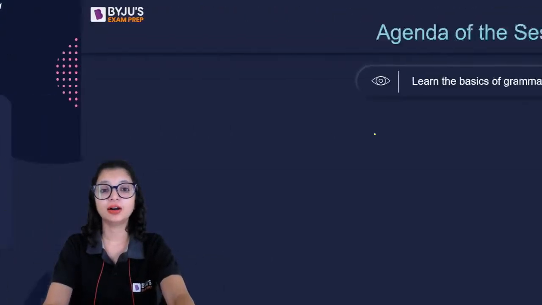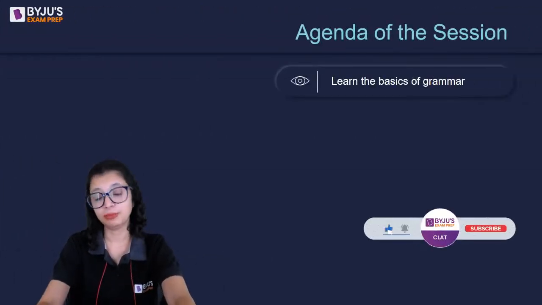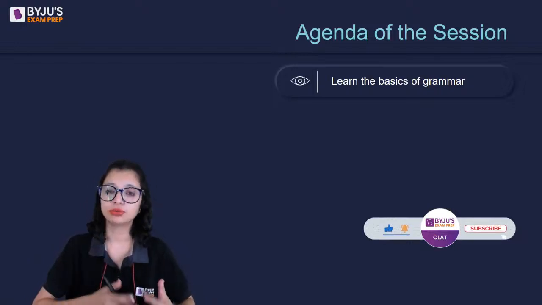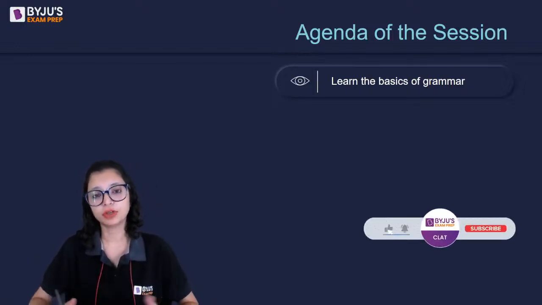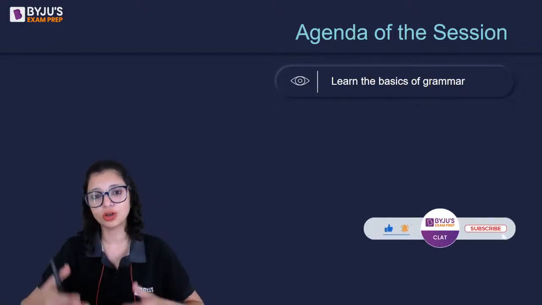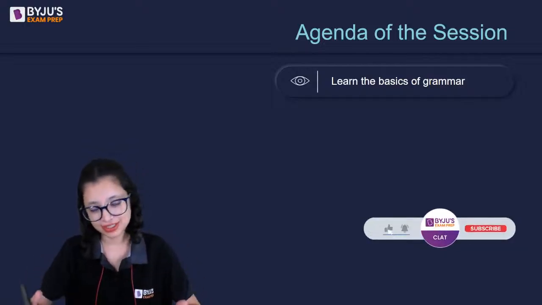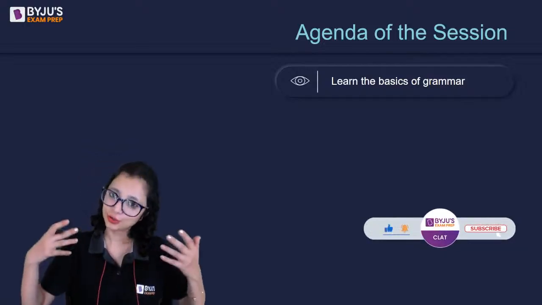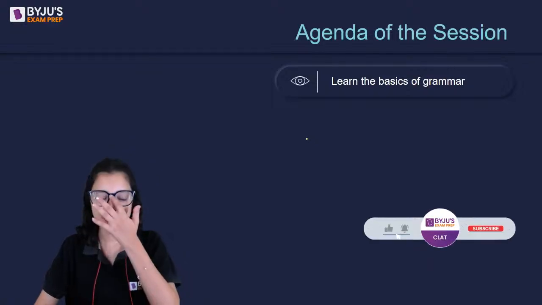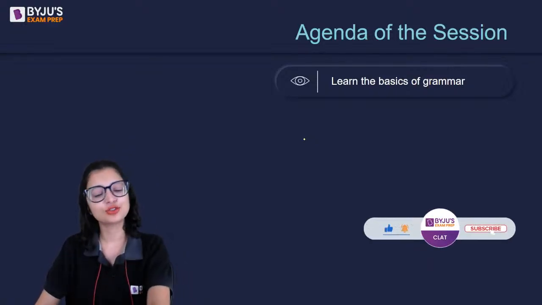Let's begin our agenda of the day, learn the basics of grammar through question solving. So I'll be teaching you some rules, some basics through solving questions. I'll give you a question, I'll ask you to solve it. If you're correct, I will still tell you the rule. If you're incorrect, you should know the rule for sure. That's what our agenda for today's session is going to be.